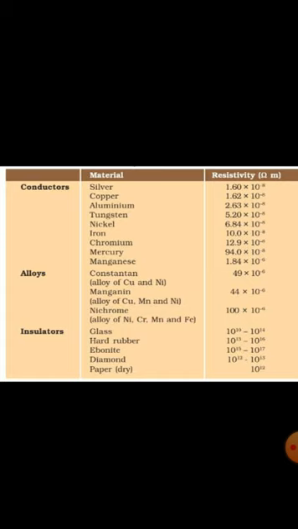I repeat, conductors, the resistivity is of the order of 10 power minus 8 ohm meters. Alloys, they have resistivity to the order of 10 power minus 6 ohm meters. Both metals and alloys are good conductors of electricity. Insulators, on the other hand, have resistivity of the order of 10 power 12 to 10 power 17 ohm meters.